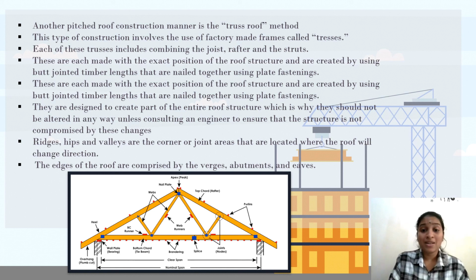First of all, there are many details to pitched roof types that can make construction more complex. There are ridges, eaves, hips, abutments, and the center line of the ridge. Ridges and hips and valleys are the corner or joint areas that are located where the roof will change direction. The edges of the roof are comprised by the verges, abutments, and eaves. Eaves refers to the horizontal joints that are located between a roof and a wall. This is different from a verge, which is the angle joint found between a roof and a gable wall.